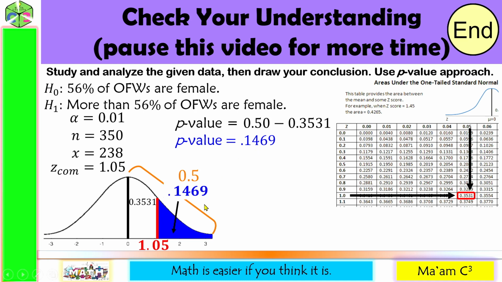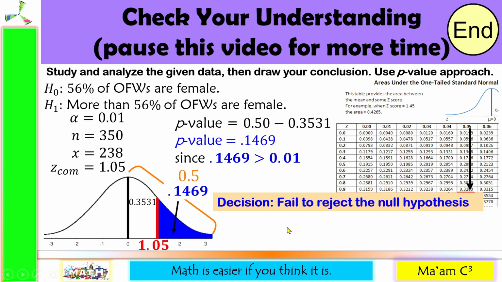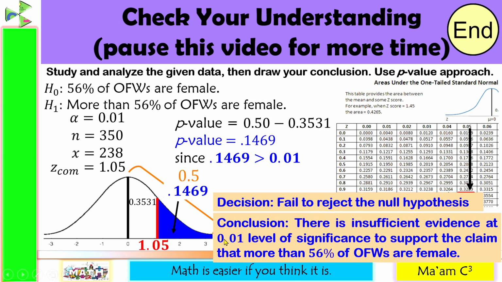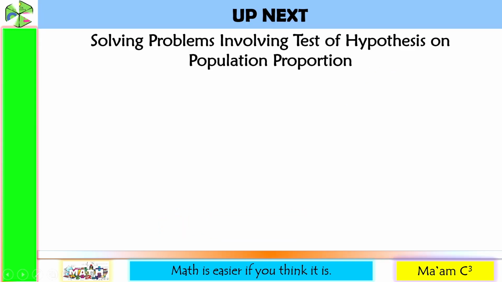Now let us decide. Since 0.1469 is greater than 0.01, our significance level, the decision is fail to reject the null hypothesis. Since we fail to reject, it means we have insufficient evidence at 0.01 level of significance to support the claim that more than 56% of OFWs are female. Notice that we have the same conclusion when we use the critical value approach earlier and this time the p-value approach. Gets? Our next lesson is solving problems involving test of hypothesis on population proportion.